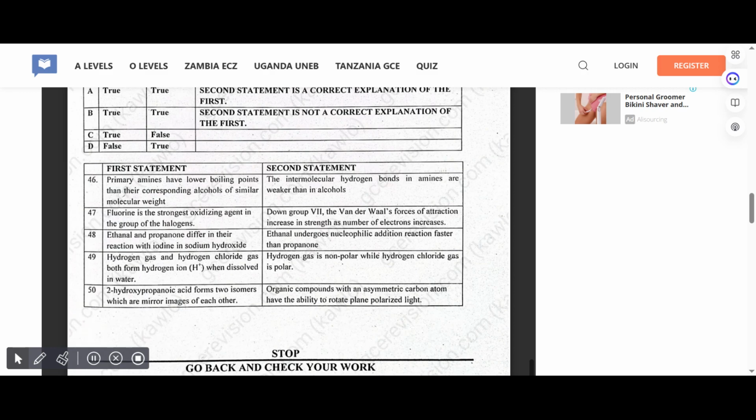The answer for 47 is B. The answer for 48 is D. The answer for 49 is D. And the answer for 50 is A. So that is it about chemistry revisions, GCE Advanced Level 2024.